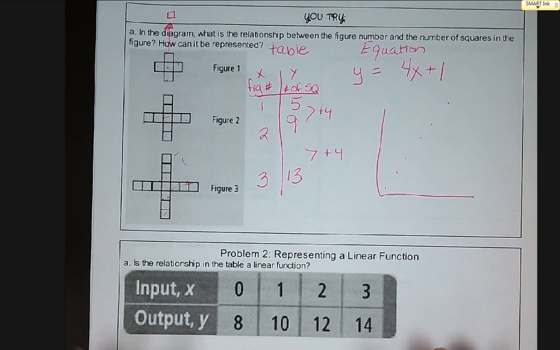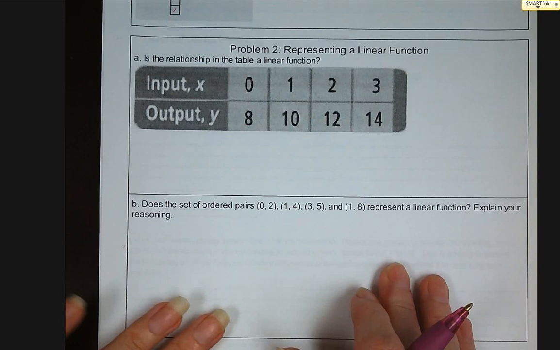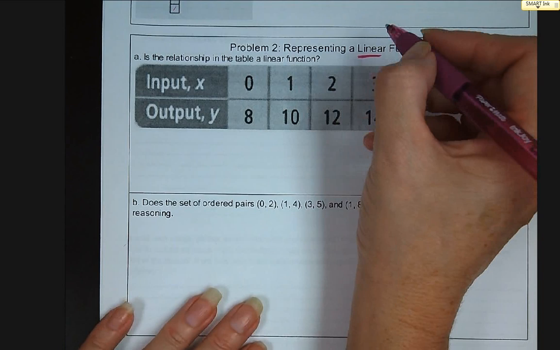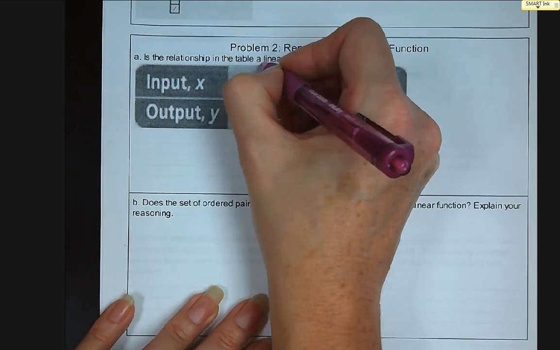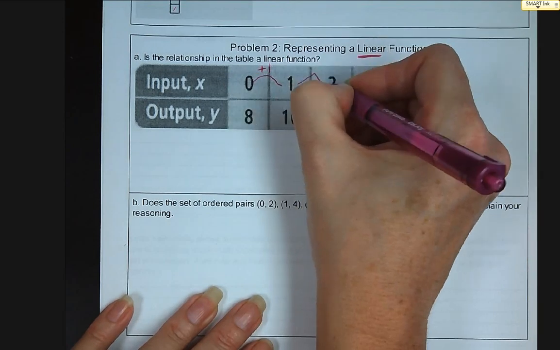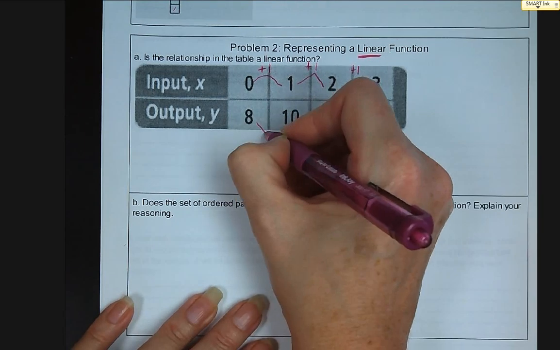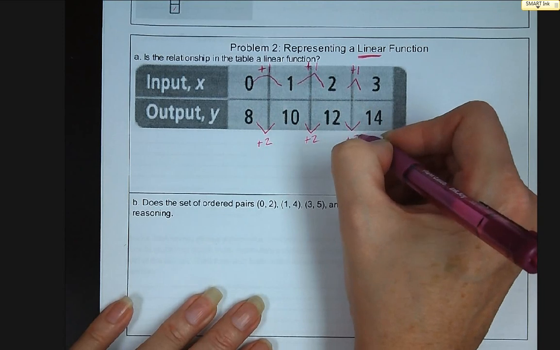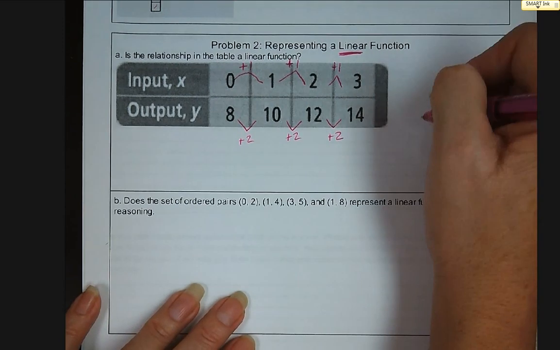All right, moving on. Problem number 2. We want to find out, is the relationship a linear function? So to do this, we look at what's called the first difference. So we are just going to find the difference between each of our spaces on our table. So on the input side, we're adding 1 for each line. For our output side, we're adding 2 to each line. Now, is that constant? Are we adding the same thing each and every time? Yes, we are. So that is linear.